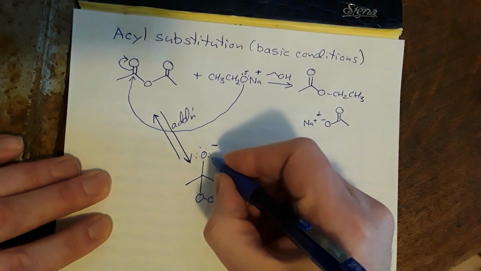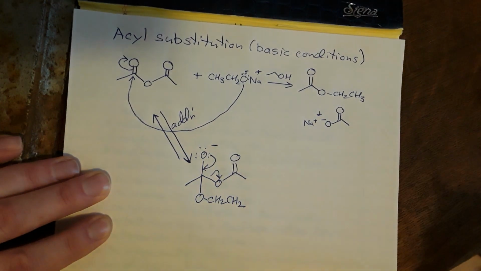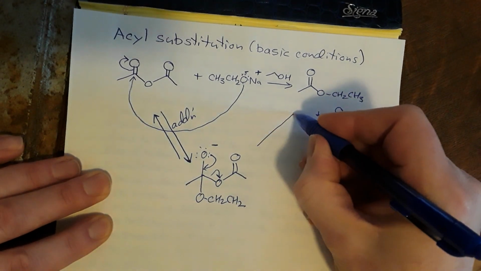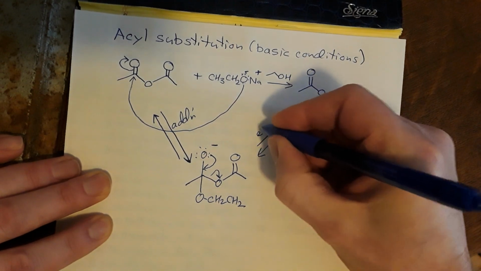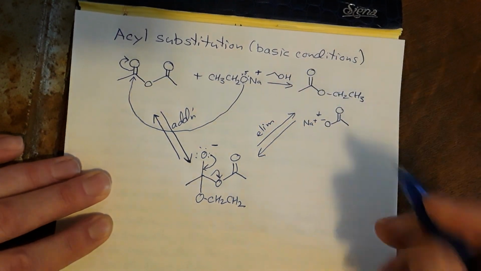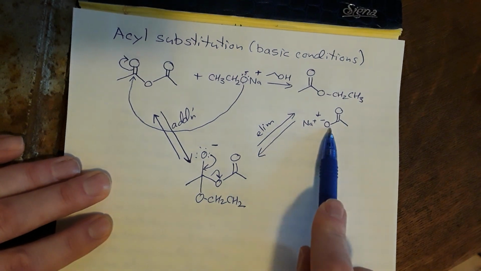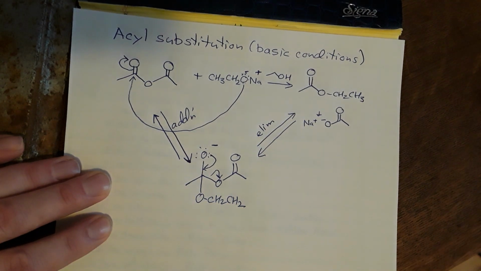And as we reform the pi bond and kick out that leaving group, then we end up forming this final product here in an elimination reaction, reforming the carbonyl. So we're kicking out the leaving group, negative charge here, and then the sodium ion is the counter ion there.